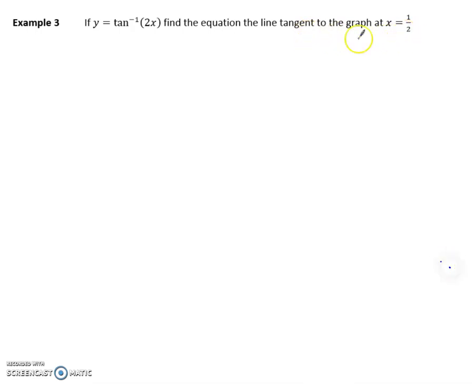All right, I think this is the last one. Yep. So for this one, we're doing a tan inverse, and I want the equation of the line tangent at this value. Well, that means I need the slope or the derivative, and I need it at a point. Now remember, I need the point, and I need the point to be what I get when I plug in 1/2. So first, let's find that.